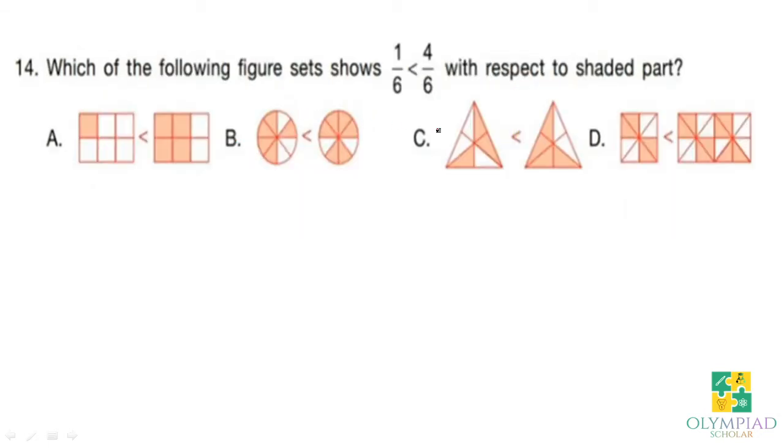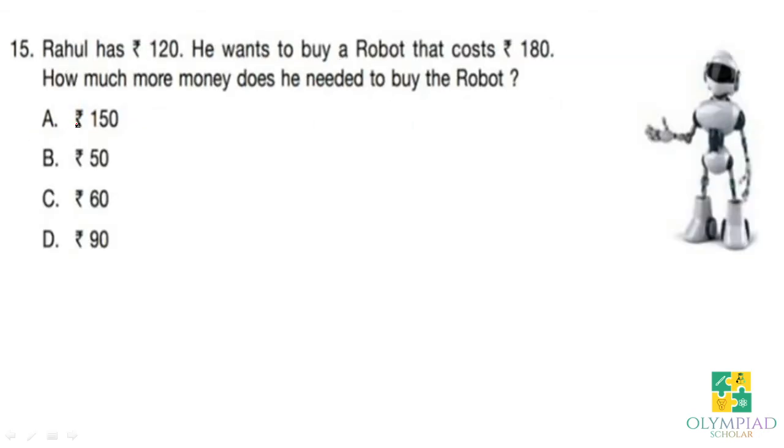Which of the following figure sets shows 1 upon 6 is less than 4 upon 6? Let us check. This is a figure which is divided into 6 parts and one part is colored, and it is the same figure. That means it has 4 parts out of 6 colored, and here we can see this colored part is less than this part. So this is the correct option. Let's jump on to the next question.